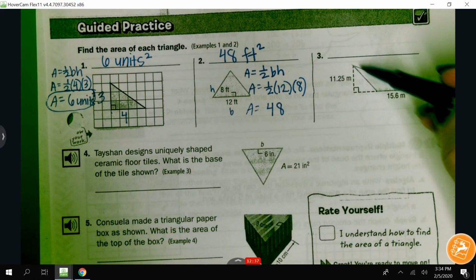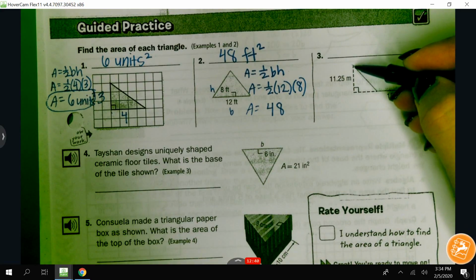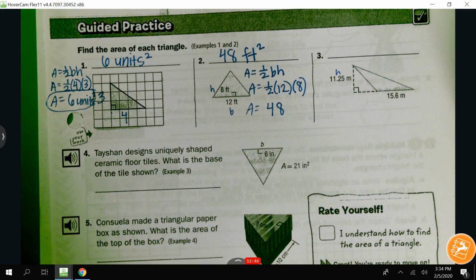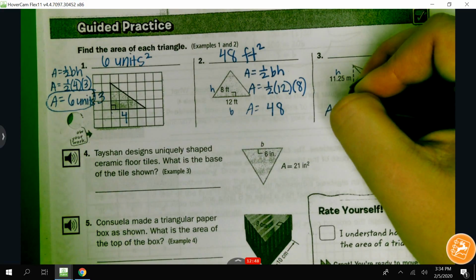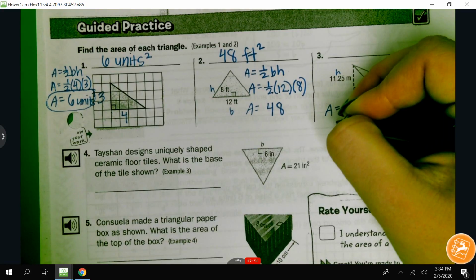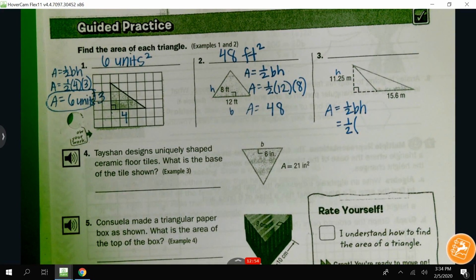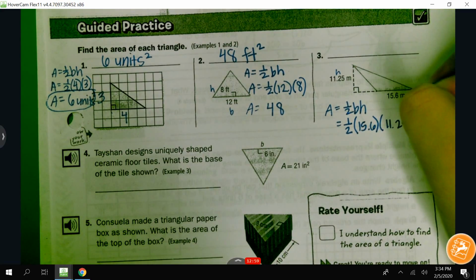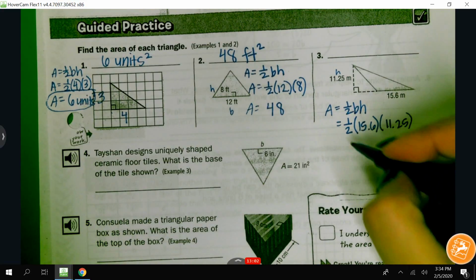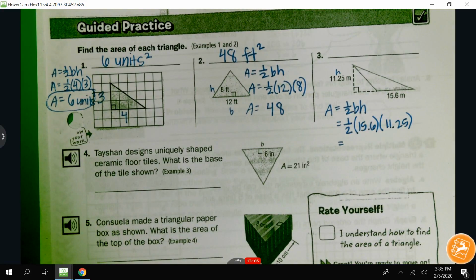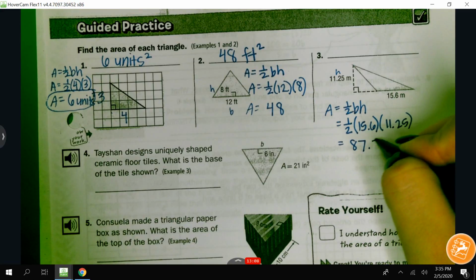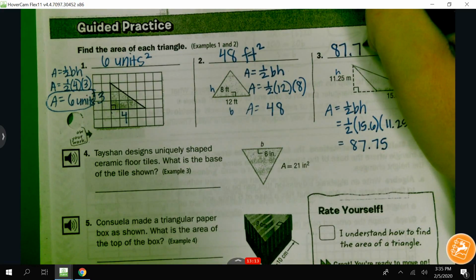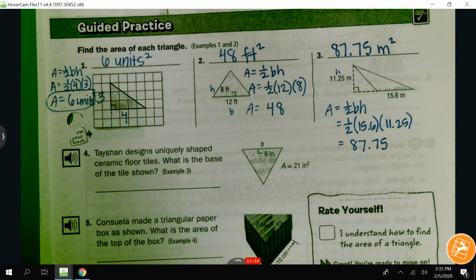And then number 3, you have a triangle that looks really funny, looks different, but they do go ahead and tell you that that height is 11.25. Your base is still 15.6. So nothing's really changing here. That 1/2 base times height. Base we said was 15.6. Height is 11.25. So when you multiply all 3 of those numbers together, you get 87.75. So your area of that triangle is 87.75 square meters.